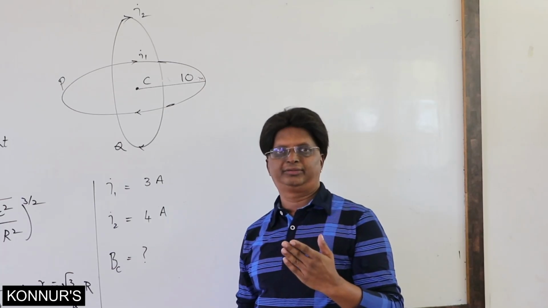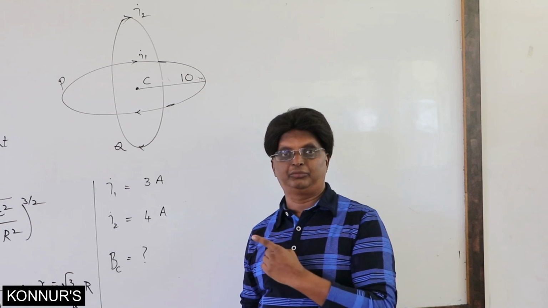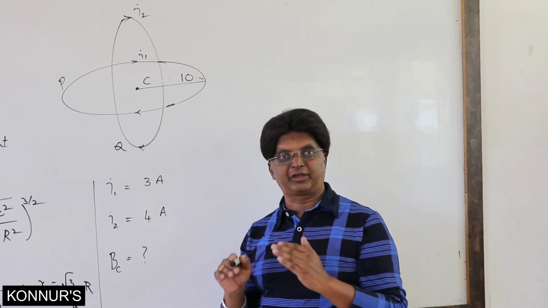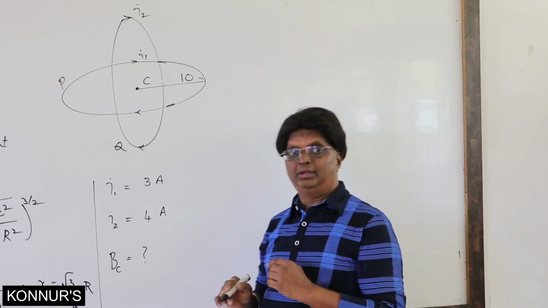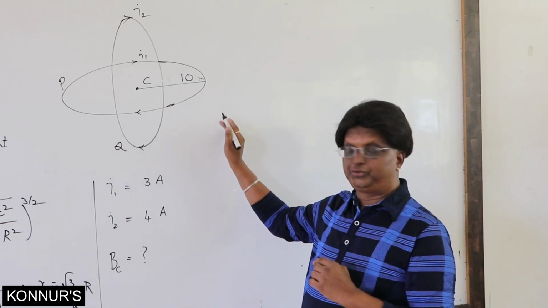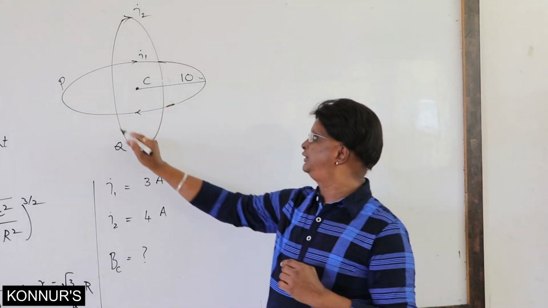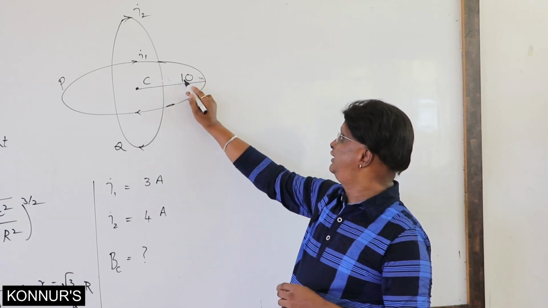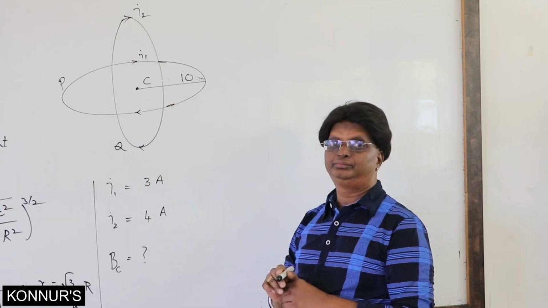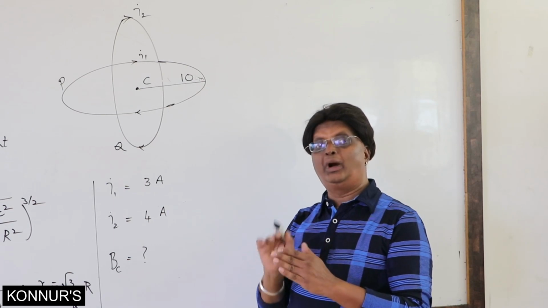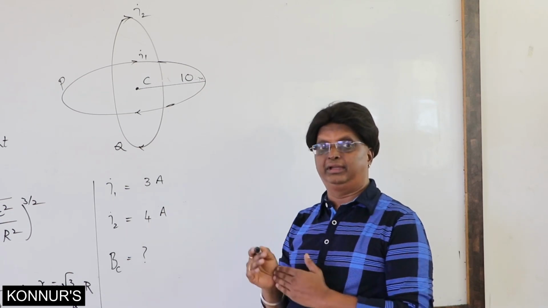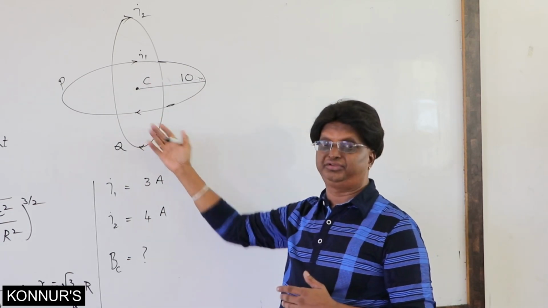Again, circular coils carrying currents. Earlier it was the case of concentric coils, but this time the example is like this. Two circular coils P and Q, each of radius 10 centimeter, are held one in another such that their planes are perpendicular to each other.